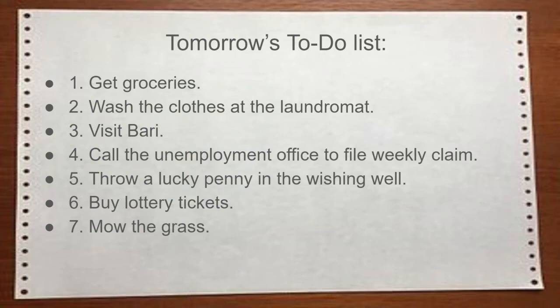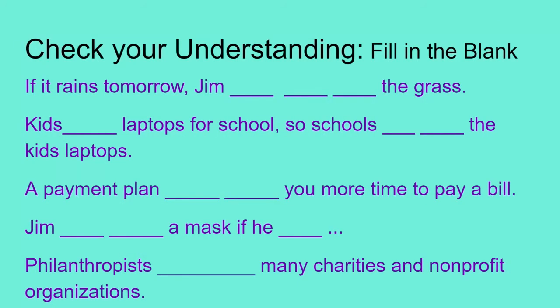All right. So that's just a quick little story. Hope you liked it. Look at it for present tense with your classmates and your teacher. And in your class, talk about this tomorrow's to-do list. These are the things that Jim will do tomorrow. He will visit Barry. He will buy lottery tickets, etc.